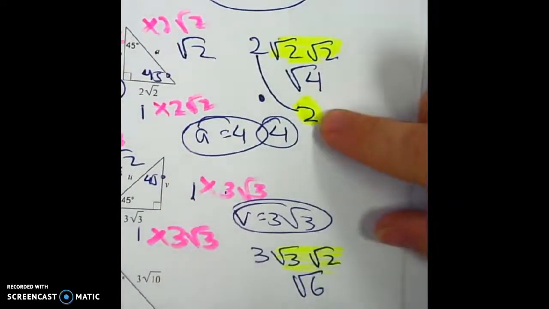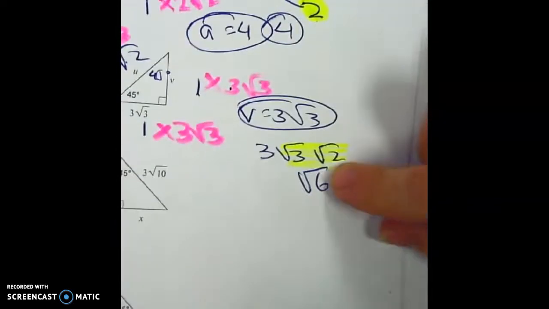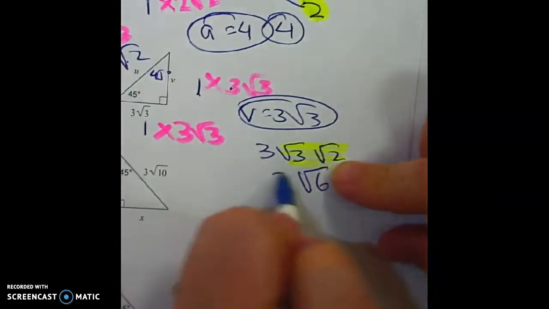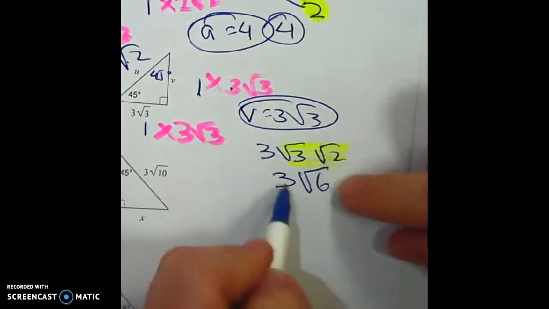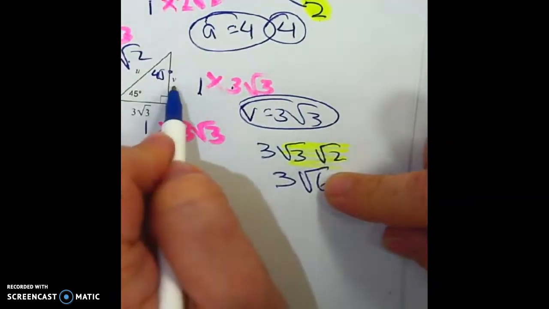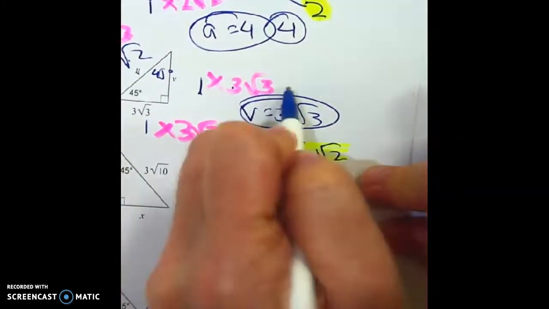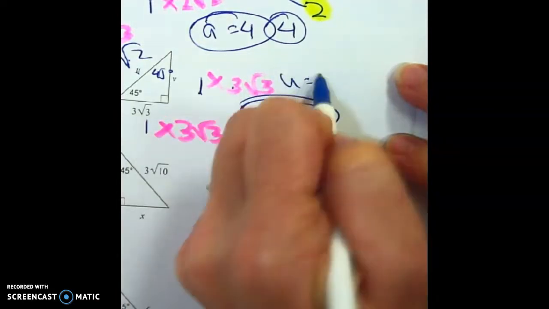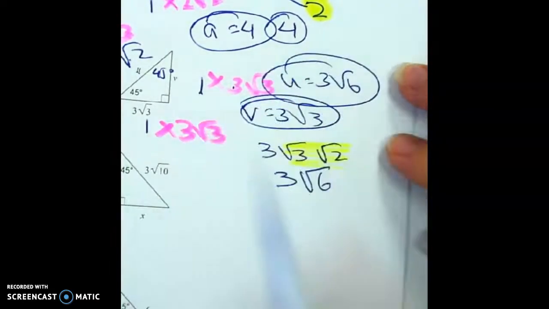Here, the square root of 4 is 2. But here, I can't take the square root of 6. Since I can't take it, leave it. That means I'm done now. And I have U equals, let me put this up here, U equals 3 rad 6. Okay. Let's go to the next one.